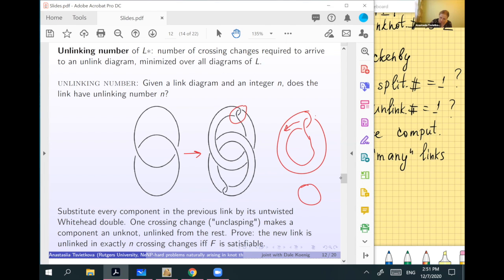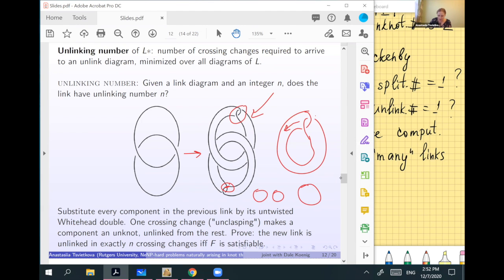However, if you have this kind of picture, you can do something that we will call unclasping. You can just change one crossing here, change this crossing from over to under. And that will actually break off the whole structure. That will leave you with just two unknots like this. So just one crossing change, which we will call unclasping, will leave you with unlinked unknots.